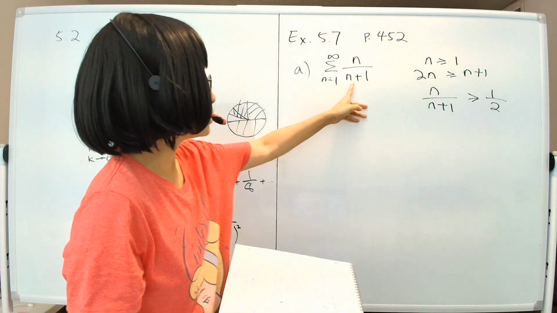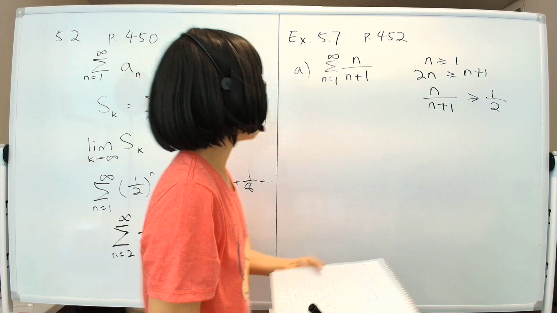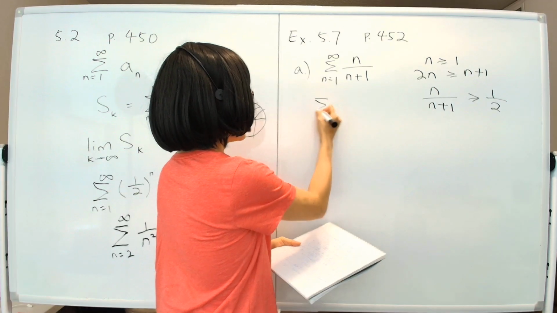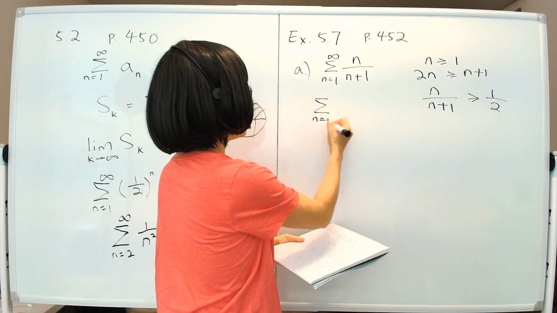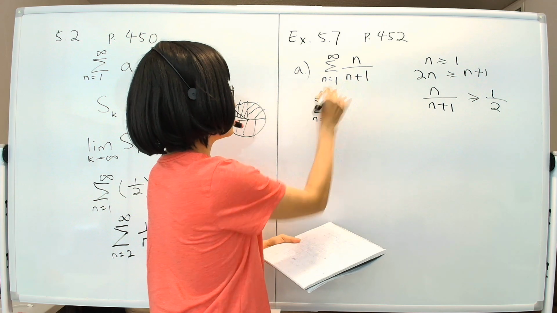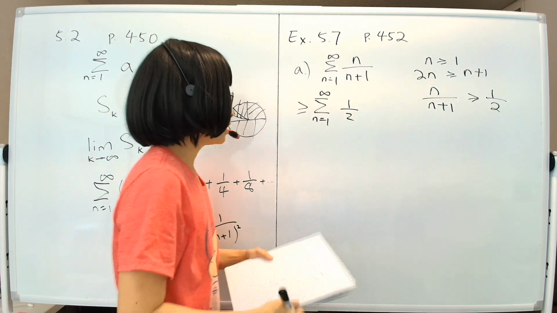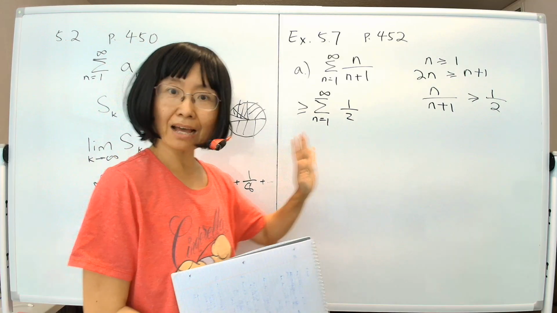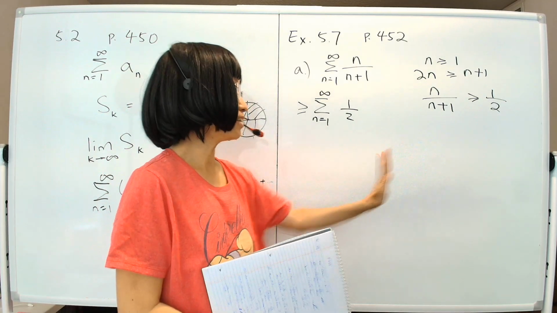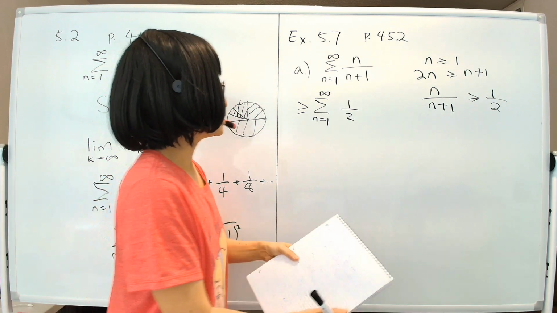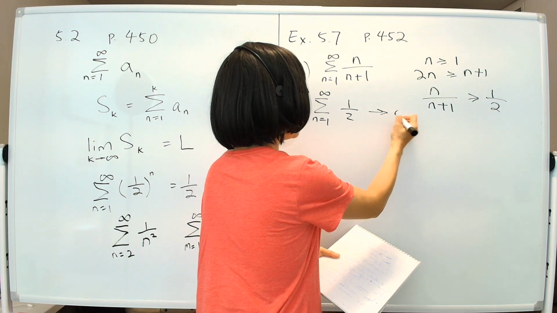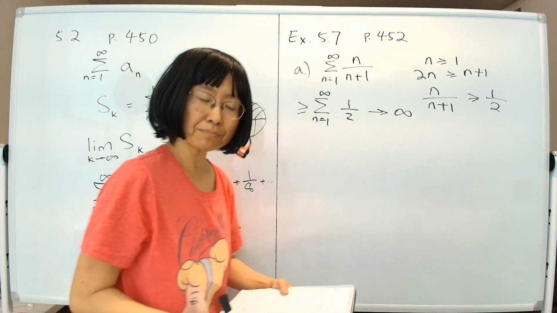Which means each one of these terms is going to be bigger than half, which means the summation as n goes from 1 to infinity of this term is going to be bigger than or equal to the summation of 1/2. That is, you have a bunch of 1/2s added, keep going all the way to infinity. That, of course, diverges. This goes to infinity, so it diverges, and therefore this sum diverges.